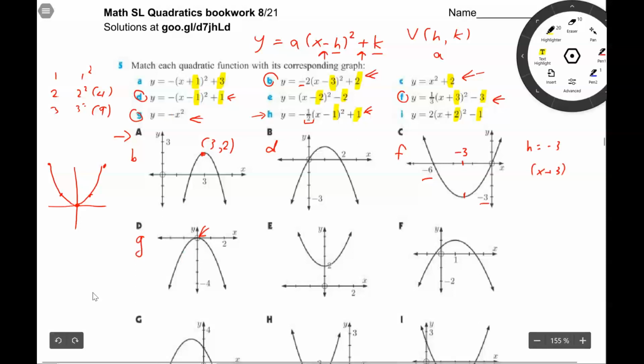So perfect. Capital E. Capital E, the vertex is at 0, 2, which means the h value is 0 and the k value is 2.